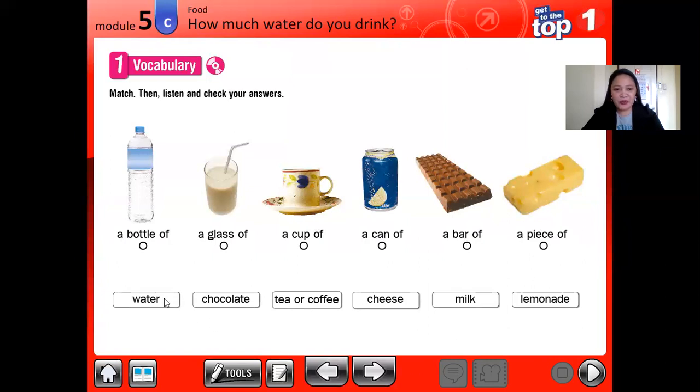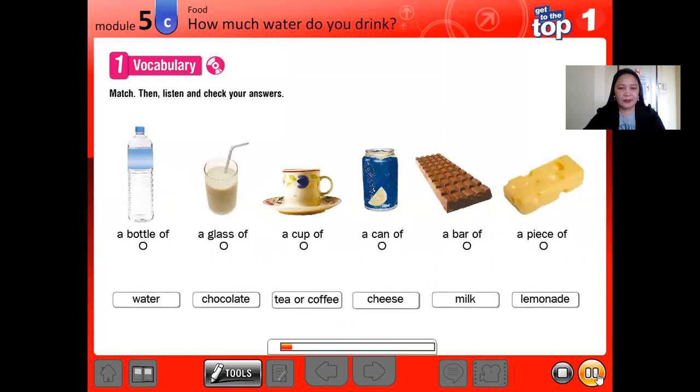So under here, we also have words inside the boxes. We have water, chocolate, tea or coffee, cheese, milk, and lemonade. So we are going to match the picture to their names. Ready? Listen and connect or match. Ready? Listen carefully.